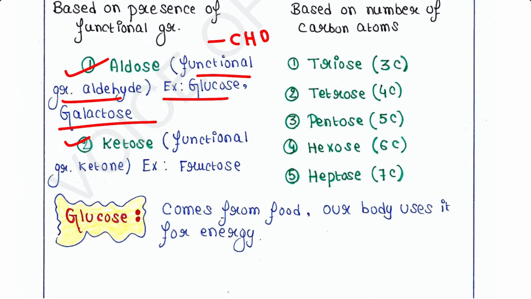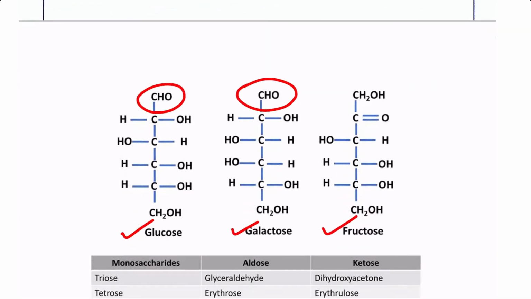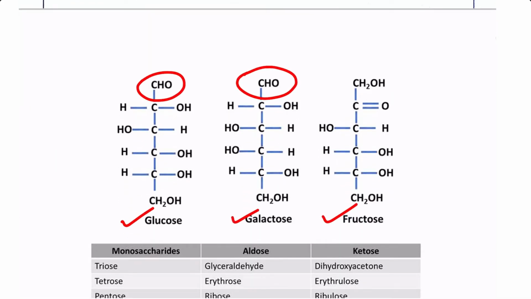Now when functional group is ketone, that is CO, they are known as ketose. Example: fructose. So if we see the structure of fructose, we can see the keto group CO is present here.